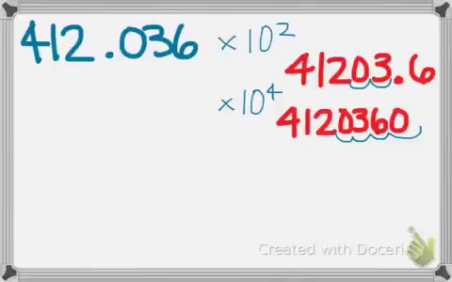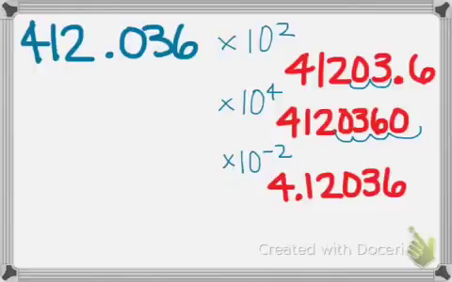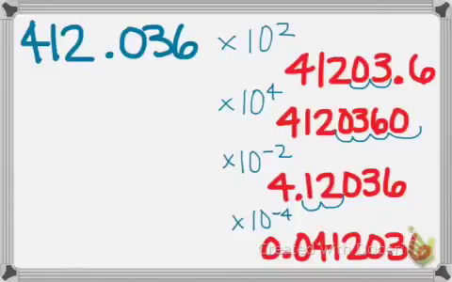4,120,360. Now if I multiply by 10 to the negative 2, I move the decimal place to the left. So I end up with 4.12036 because I move my decimal place 2 places to the left. If I have 10 to the negative 4, then I move it 4 places to the left, so I end up with 0.0412036. It started at 2 and it moved 4 places to the left.